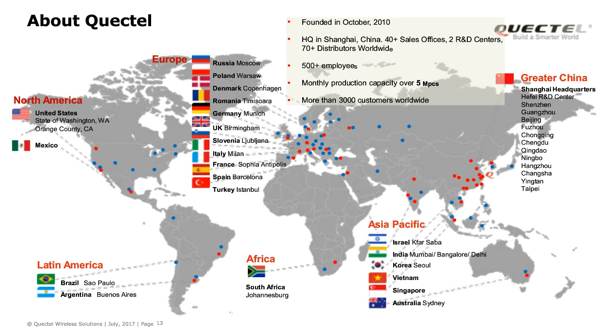Worldwide, we have over 40 sales offices and 70-plus distributors. Now we have over 500 employees, and monthly production capacity is over 5 million pieces. We are almost at the top of the module vendor industry, though not at the top in terms of revenue. So you can see Quectel actually provides very good prices. And finally, I'd like to tell you that Quectel has a very good footprint worldwide.